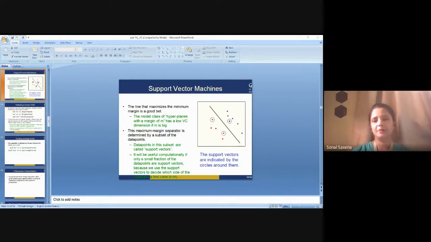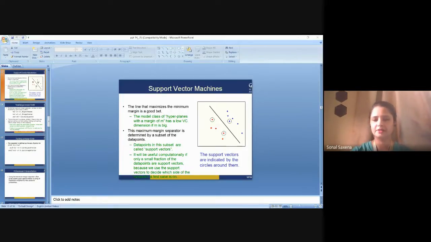Now, there are many hyperplanes that might classify the data. One reasonable choice as the best hyperplane is the one that represents the largest separation, or margin, between the two classes. So we choose the hyperplane so that the distance from it to the nearest data point on each side is maximized. If such a hyperplane exists, it is known as the maximum margin hyperplane, and the linear classifier it defines is known as the maximum margin classifier, or equivalently, the perceptron of optimal stability. So this is the motivation behind support vector machines.